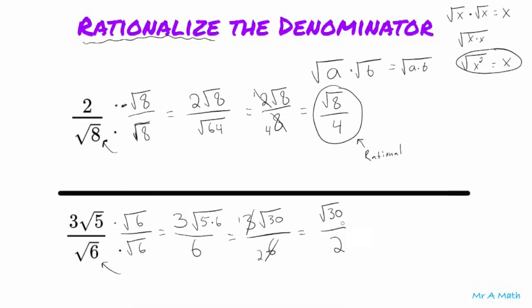And just to be sure that 30 doesn't reduce down further, the square root of 30 can be prime factorized into 6 times 5, which is 2 times 3 times 5. So there's no way that I can simplify this down any further. So this is going to, in fact, be my answer.